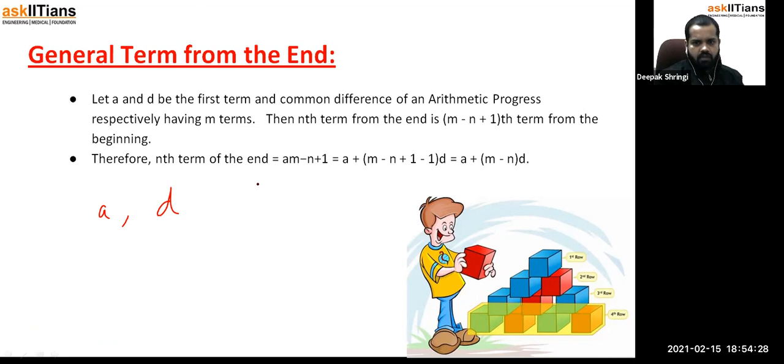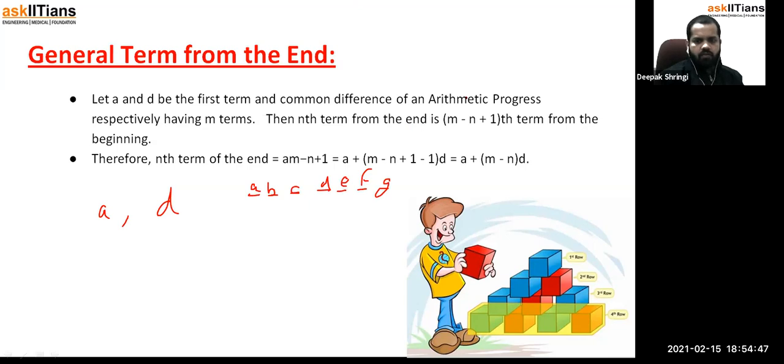Let me give an example. Suppose that seven places are there: one, two, three, four, five, six, and seven. And write A, B, C, D, E, F, and G. Okay, seven places are there.